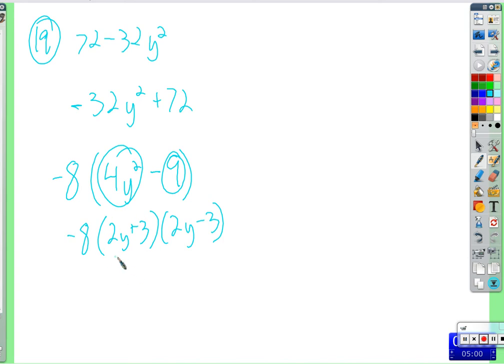Couldn't you do 3 plus 2y, though? Well, you could here. You could write this as 3 plus 2y, but you couldn't do 3 minus 2y. 2y minus 3 is not the same as 3 minus 2y. But if we distribute the negative in there, or distribute the negative in here, I suppose, we could do that.